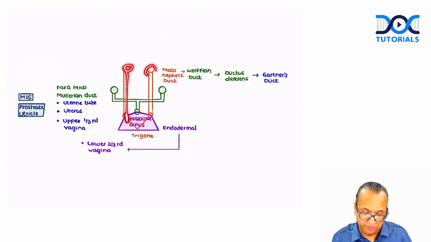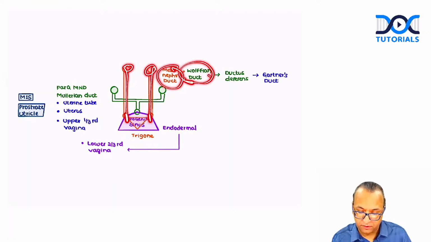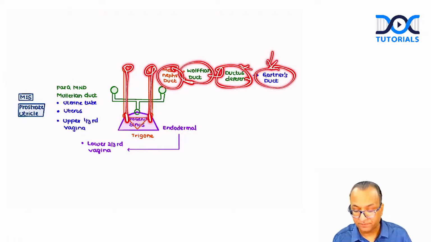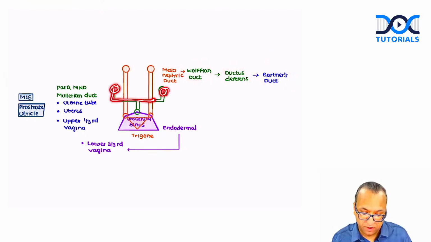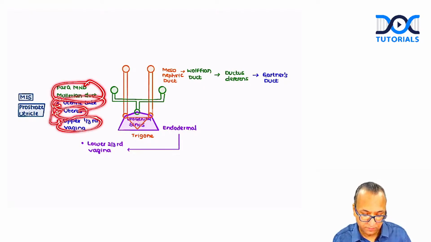This is the mesonephric duct, which is the Wolffian duct, forming the male systems. In female, it is Gartner's duct, a remnant. But this is the paramesonephric duct because it is coming on the side. It unites, forming uterine tube, uterus, and upper 1/3 of vagina. So the paramesonephric Mullerian duct forms the uterine tube, uterus, and upper 1/3 of vagina.